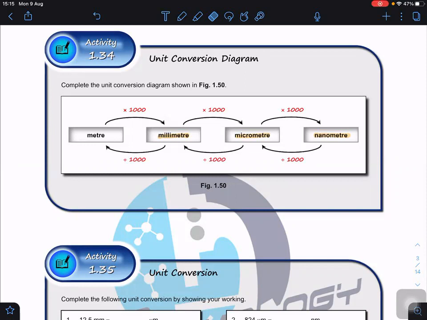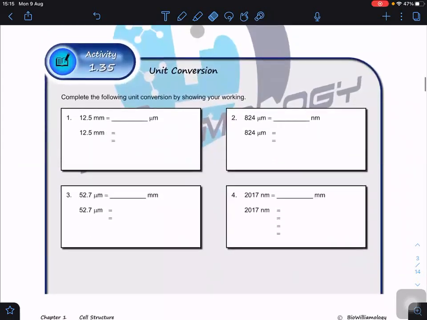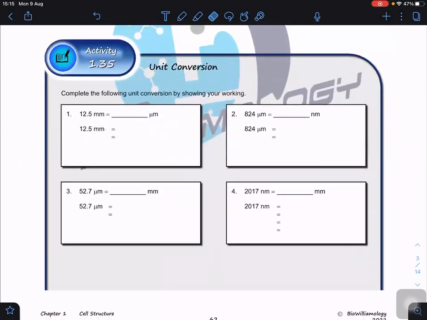Everything, you multiply or divide by 1000. Meter to millimeter, millimeter to micrometer, micrometer to nanometer, we multiply by 1000. From nanometer to micrometer, micrometer to millimeter, we divide by 1000. So there shouldn't be any big issues here. But in the practical paper, or paper 2, when you involve these unit conversions, it is not a simple thing. Why? Because you need to show your unit conversion.